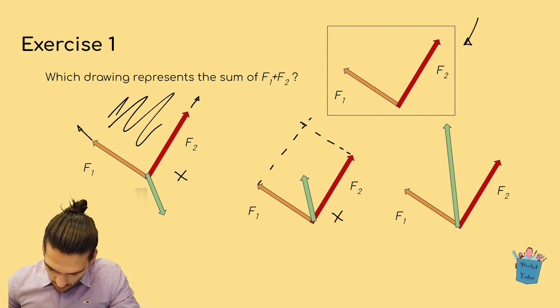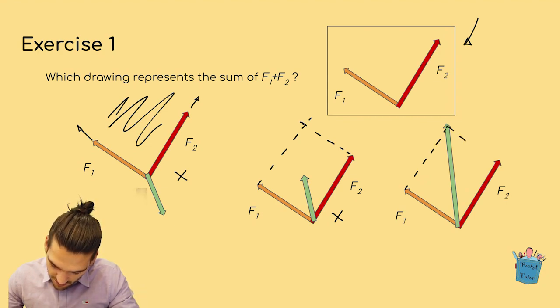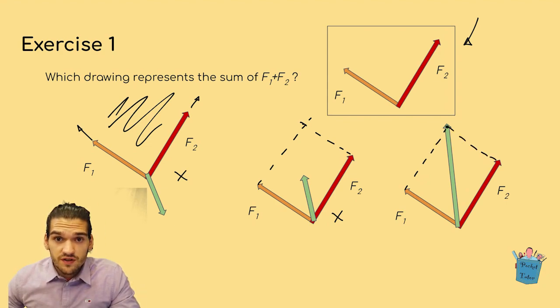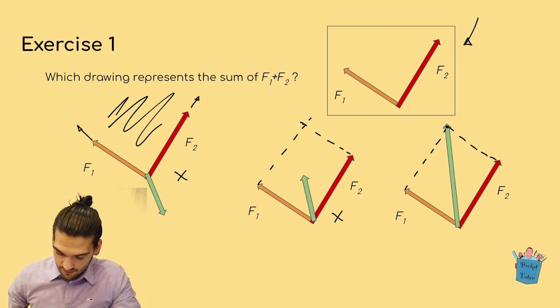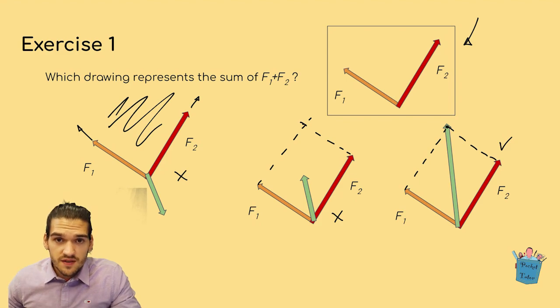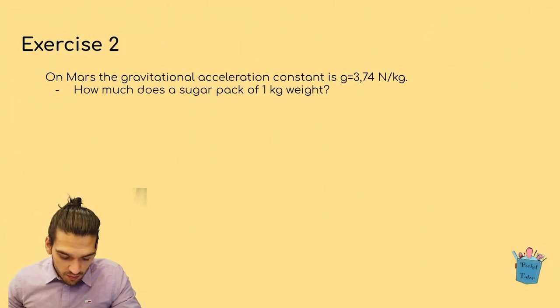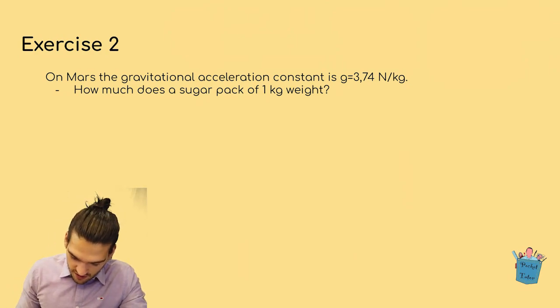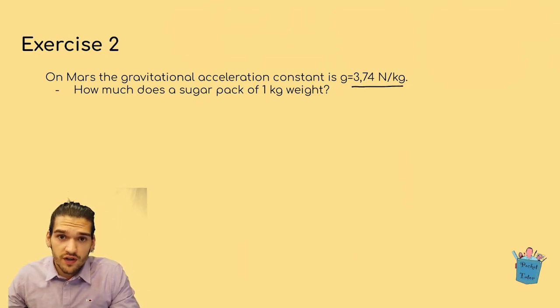While the last one, when we draw the parallelogram, we see that the head of the sum vector coincides with the vertex of the parallelogram. So this one is the right one. Very easy. The second exercise says, on Mars, the gravitational acceleration constant is g equal to 3.74 Newton over kilograms.